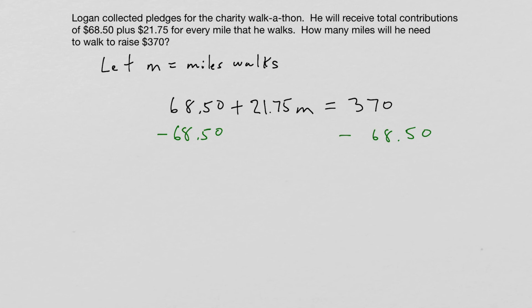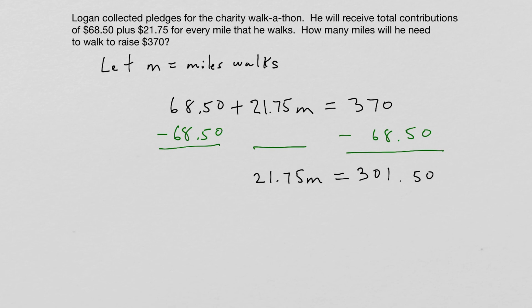Okay, and when we do that, what we're left with is 21.75 m is equal to, we're going to have a 50 here, 1 over here, 0 over here, and 3 over here. Okay, so we get $301.50 is equal to 21.75 m. So this is our step 1 right here. From here to here is our step 1.